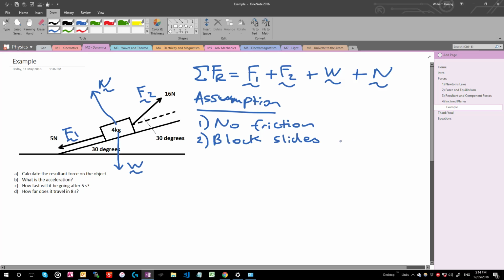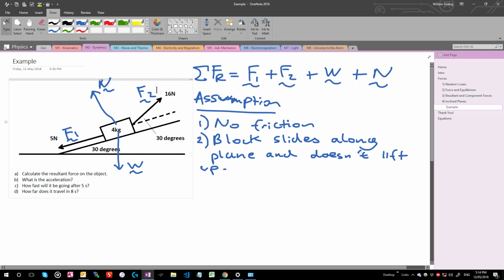that the block slides along the plane and doesn't lift up. This assumption is that even though you have a force that's lifting up this way, you assume that because of the weight, you're not going to be actually lifting up above the plane. It's actually just going to be sliding along the plane. So I make this assumption.